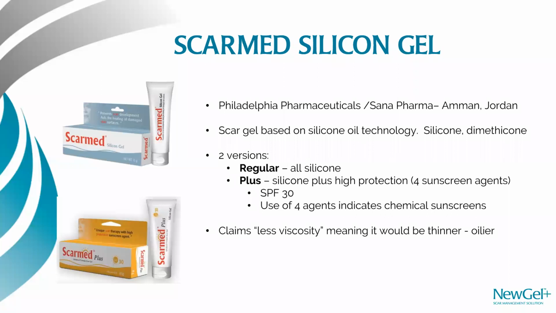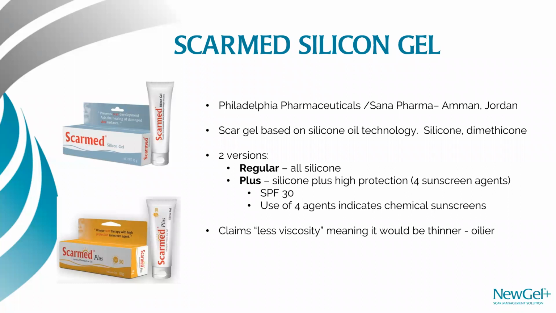They do have two versions of this product. They have the regular product, which is all silicone, and then they have their ScarMed Plus product. It's got 4 sunscreen agents in it, and it has SPF 30. I was not able to find an ingredient list on these products anywhere, and I searched high and low to get the exact details. But when you use 4 sunscreen agents, that almost always means that they are chemical sunscreens, and we've addressed that, like Kelacoat UV has chemical sunscreens. There's a lot of issues with chemical sunscreens, and dermatologists definitely prefer a physical sunscreen like zinc oxide over chemical sunscreens.